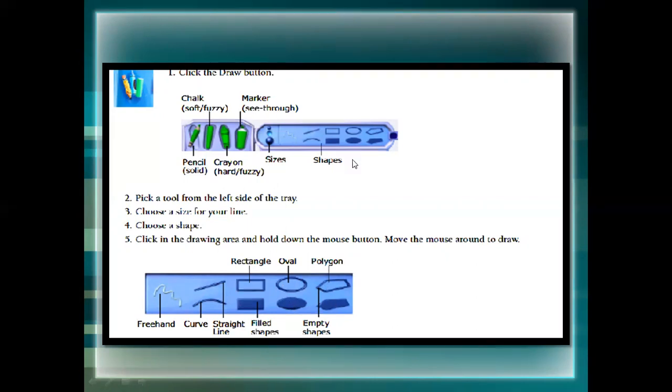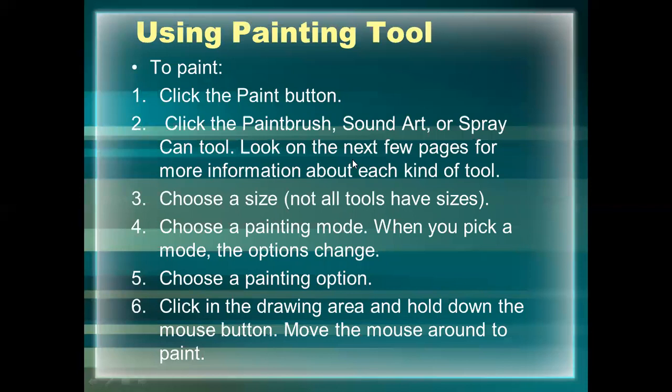Okay, let us take another tool also, and I will be showing you practically both the tools afterwards, just after explaining it. Now the next tool that we will be learning about is the painting tool. In the painting tool, there are a lot of options. There is a paintbrush, there is a smudge art, there is a spray can tool. Even in this also you can choose the size.